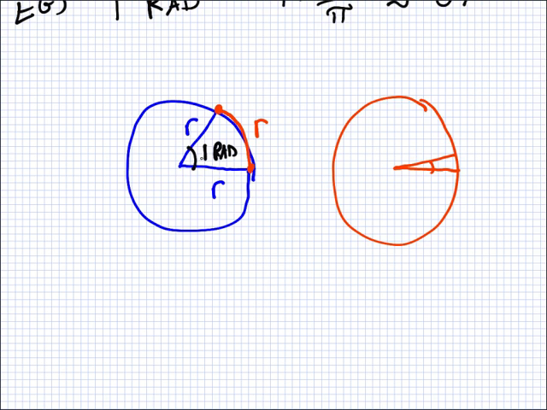If you have 1 radian in a circle, then you know that this length here will be the same as the radius. In fact, that's the definition of what 1 radian is. It's the angle you need in a circle so that the arc length is equal to the radius.